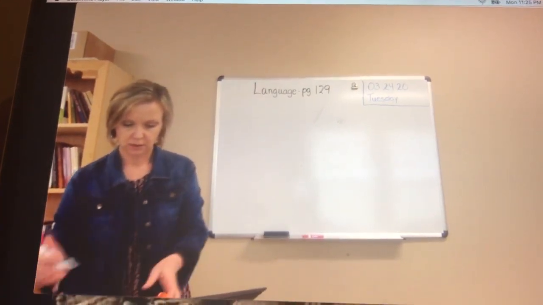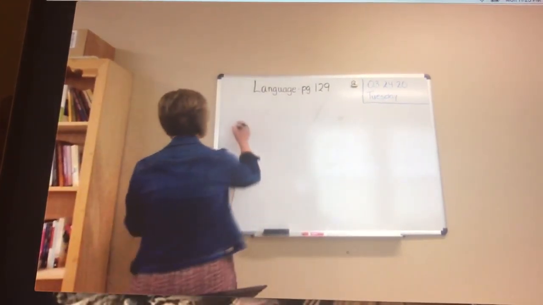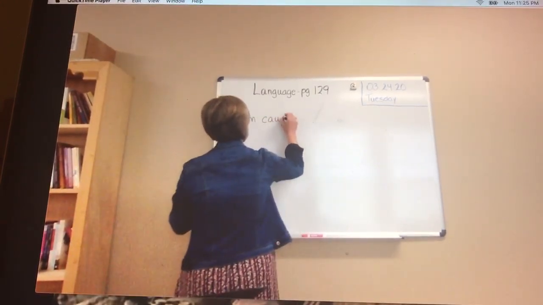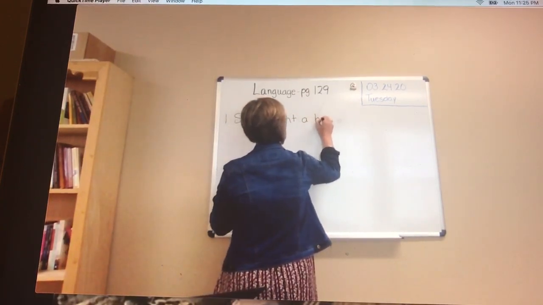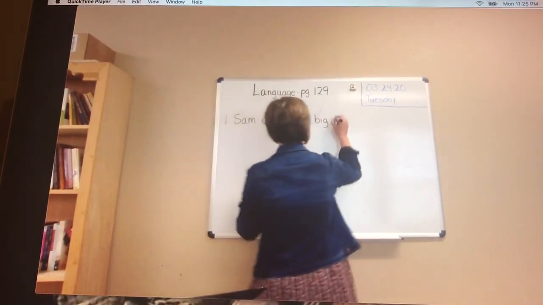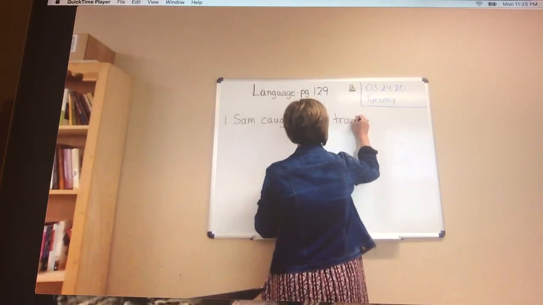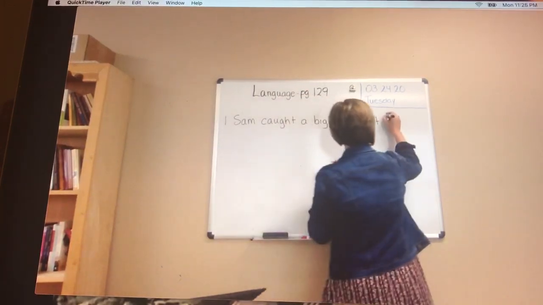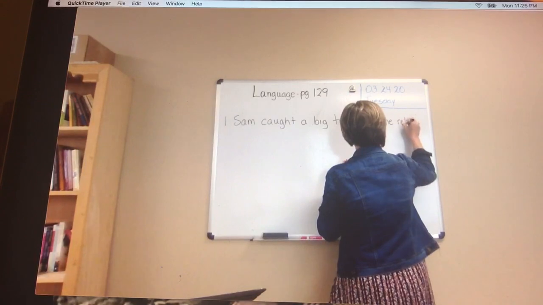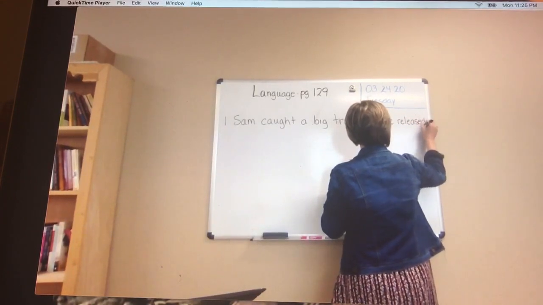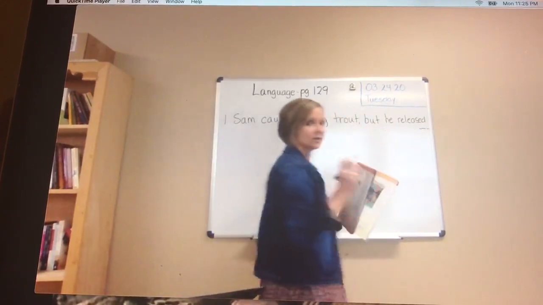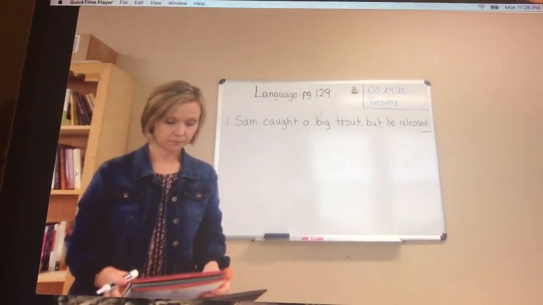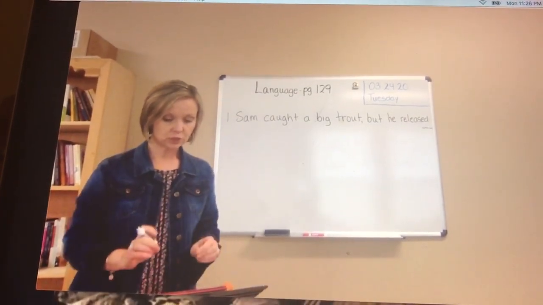Sam caught a big trout. It's a type of fish, but he released the fish, period. You guys know that, right? All right, so first job, number one, circle each pronoun.